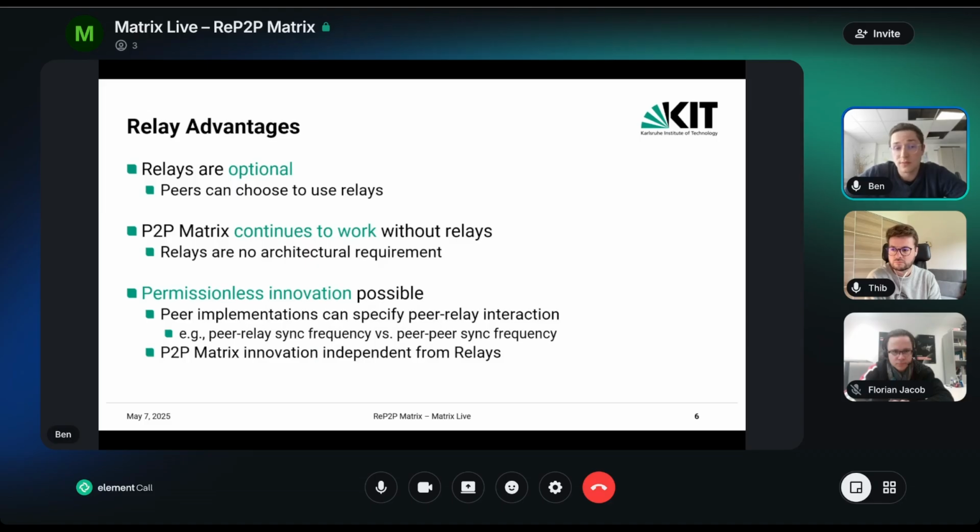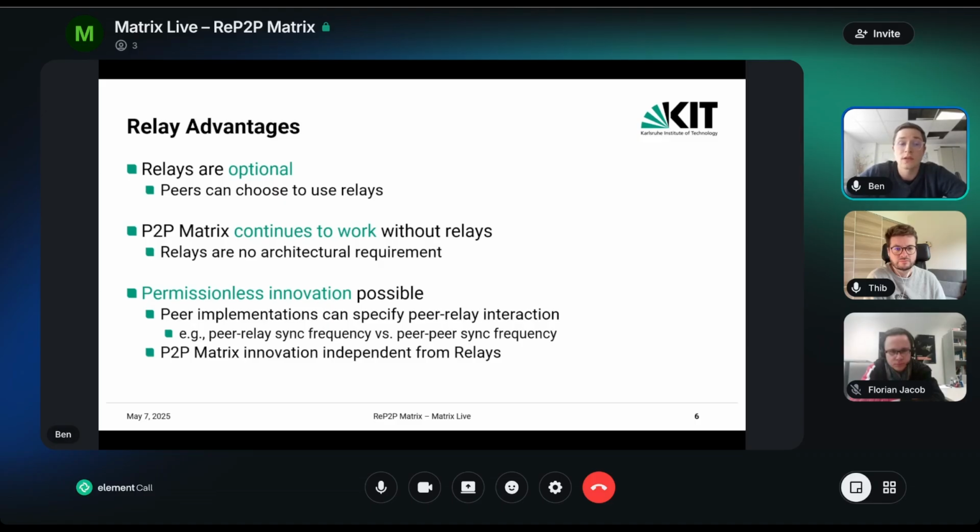Also, permissionless innovation is possible because, on the one hand, the peer implementations can specify peer-relay interactions, for example, how frequently a peer resynchronizes with a relay, or how often a peer wants to synchronize with a different peer. One consideration could be the energy consumption, because if a peer shares its latest events from the event graph, this could obviously consume energy, especially on a mobile device. And also, peer-to-peer Matrix innovation is independent from relays.